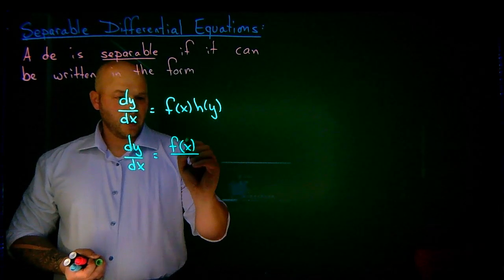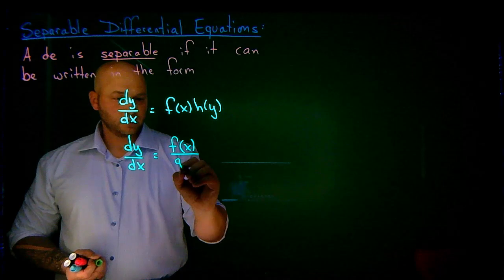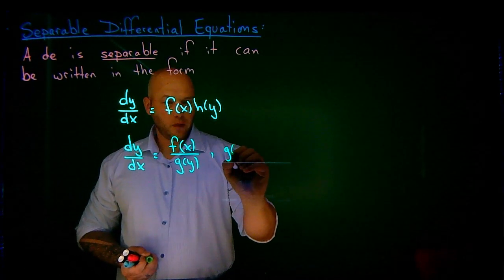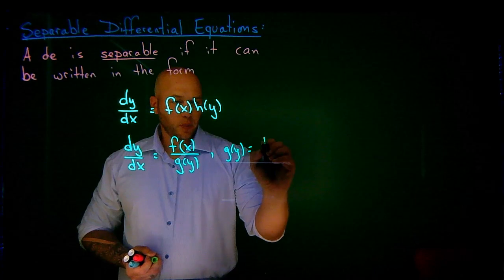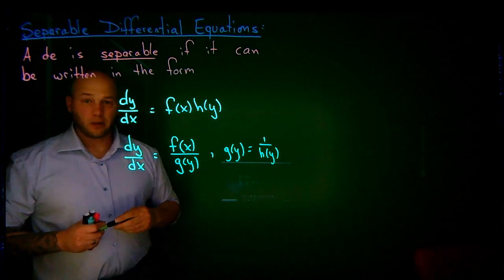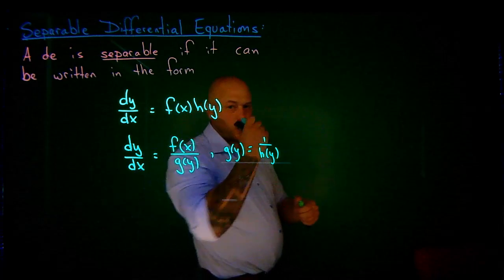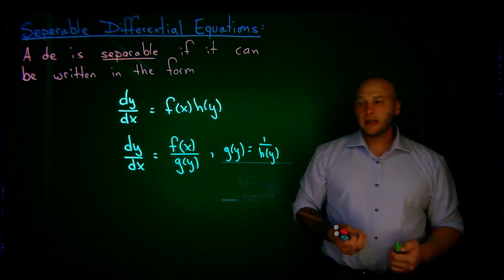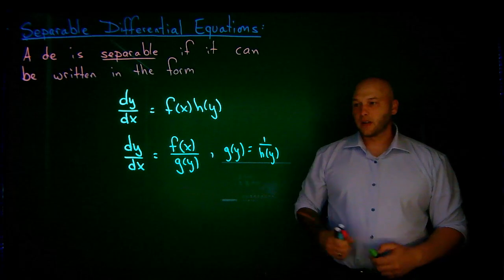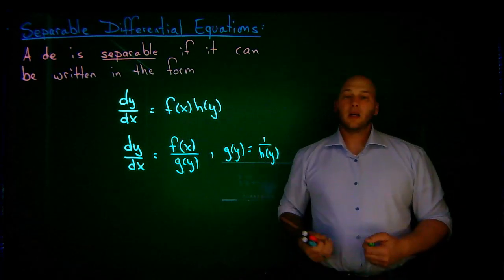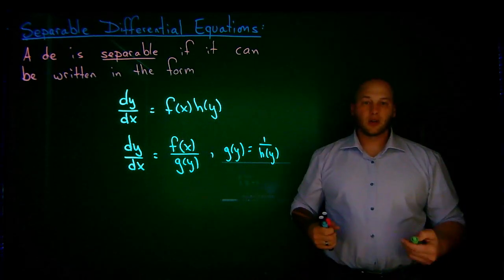Where I can write it as a division, where, of course, g of y is just the reciprocal of h of y, because division is just multiplying by the reciprocal. And the reason that I want to do that is just to make the following notation a little clearer. It really doesn't make a big difference. The idea is that I can write the expression as a product of terms in x and terms in y.